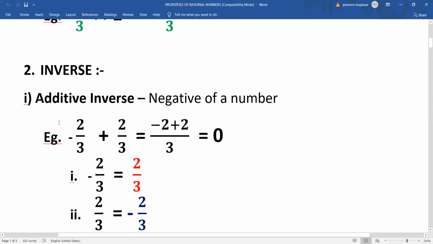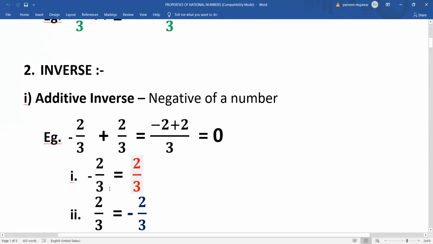Inverse means opposite. Additive inverse. Additive, again the word itself says addition. You can see in the example the main sign is plus. And inverse means opposite. Additive inverse means the negative of a number. Now check with the example. Minus 2 upon 3 is a negative rational number. So what will be the opposite of this negative rational number? It will be positive, so here it is 2 upon 3. So when both are added, you get the answer as 0.